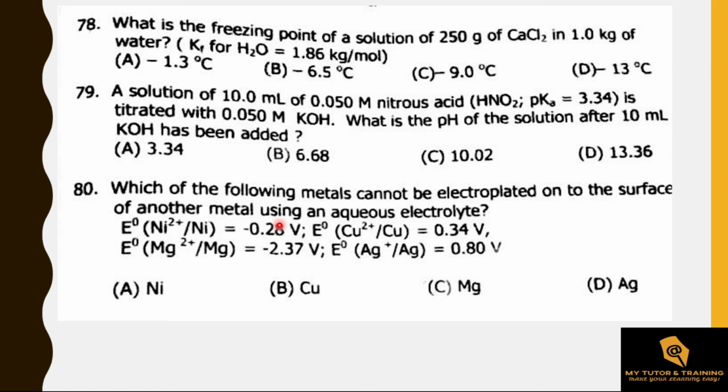For question number 79 the correct answer is what? B, because we are asked to find the pH.